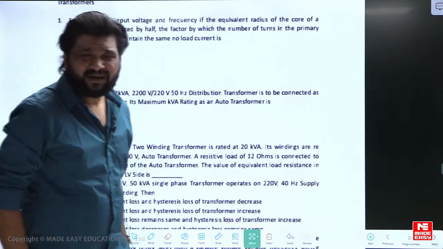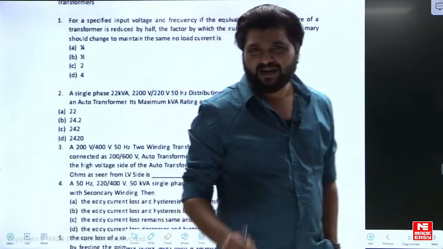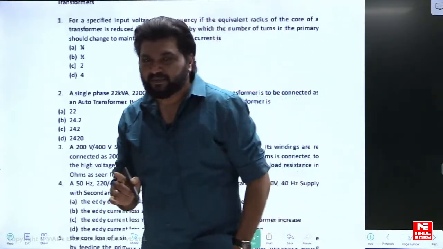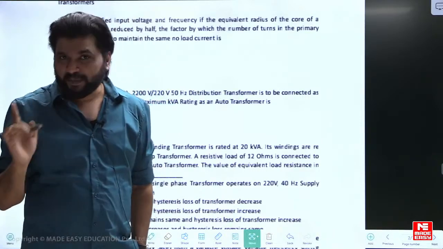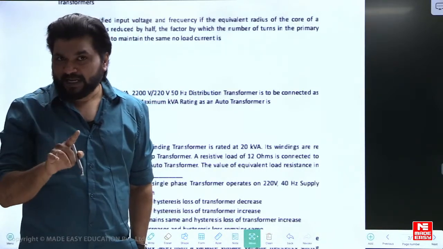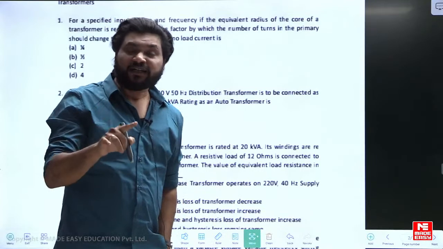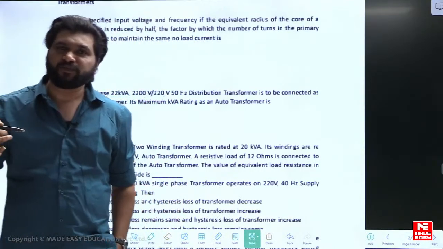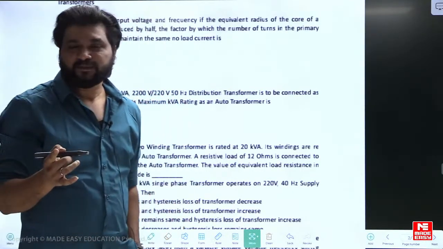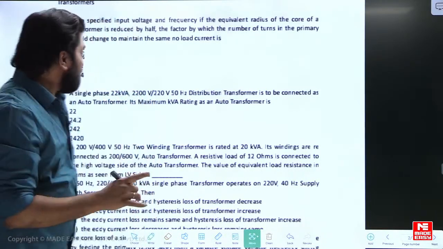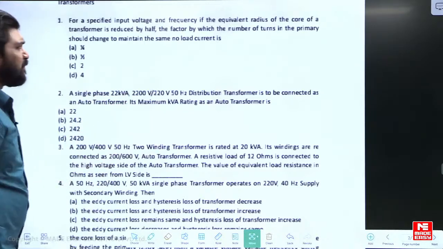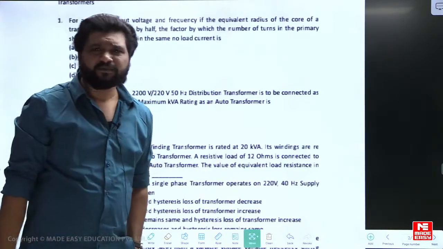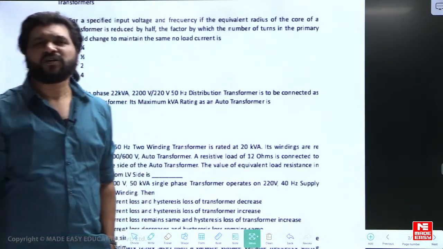I'll give you a hint. In this question, it was given radius is halved. If radius is halved, definitely area becomes by four. If area becomes by four, reluctance of the core becomes into 4, increases by 4 times. And here it is given input voltage, frequency are maintained same. V by F ratio maintained same. So definitely the magnetizing current also remains the same.